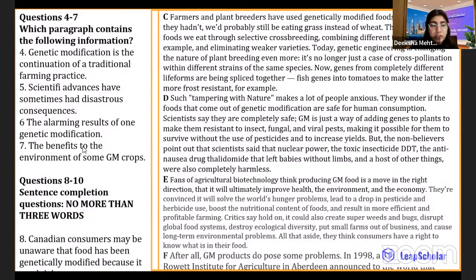So fourth question, what's the keyword? Genetic modification is the continuation of a traditional farming practice. So now the meaning should be there, right? So find something which means the same as traditional farming practice. Scientific advances have sometimes had disastrous consequences. So find which passage says that there were disastrous consequences. The alarming results of one genetic modification and the benefits to the environment of some GM crops. So find which information is there in which paragraph. You just have to write C, D, E, or F.